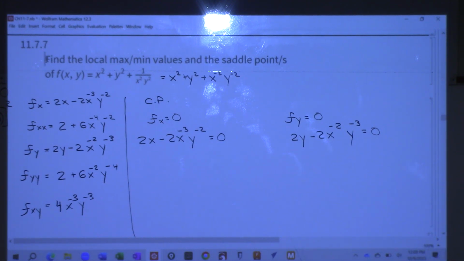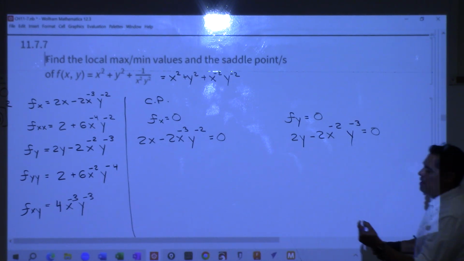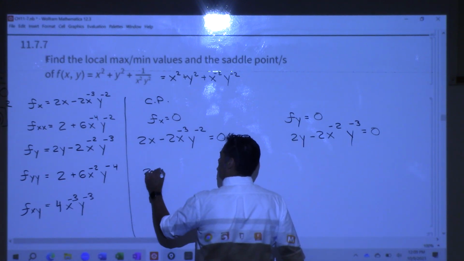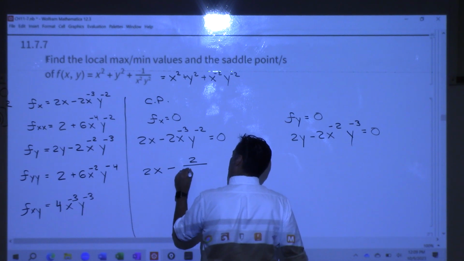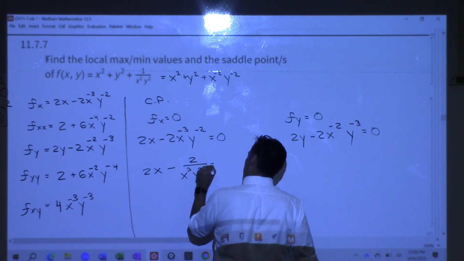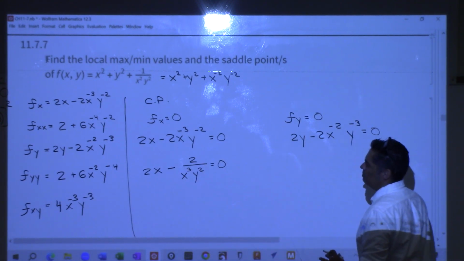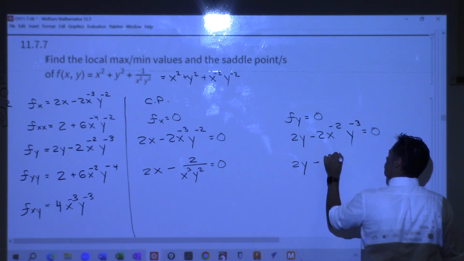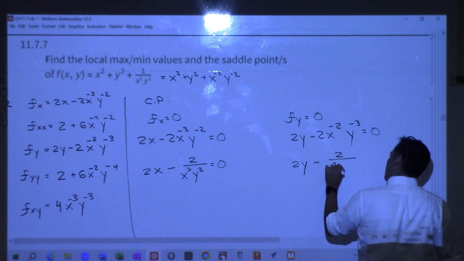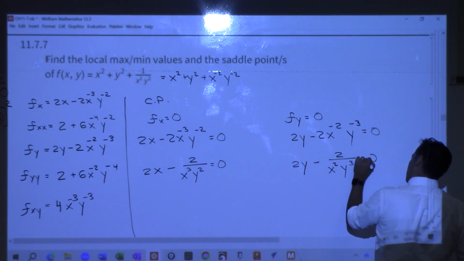But just remember, those negative exponents just mean we have fractions there. What do you think? You want to try and set them equal to each other? Maybe we should just write them out first. Let's write them out as fractions. So this is 2x minus 2 over x cubed y squared equals 0, right? That's really what that means. And then over here, it's similarly 2y minus 2 over x squared y cubed equals 0.